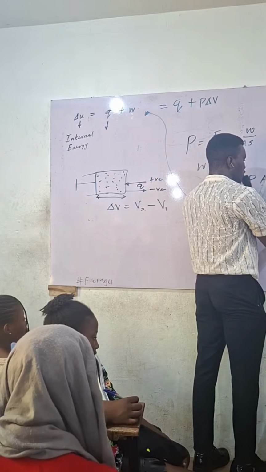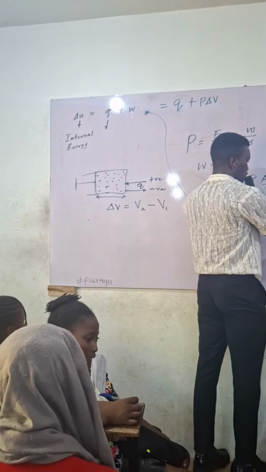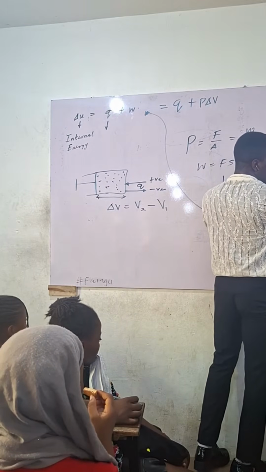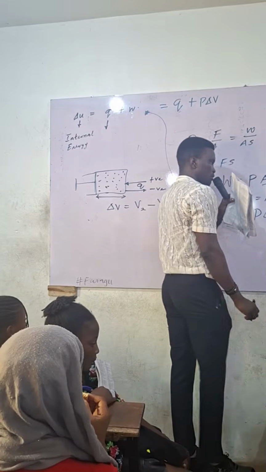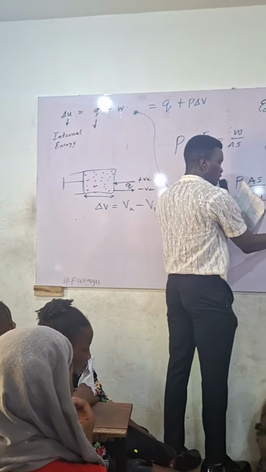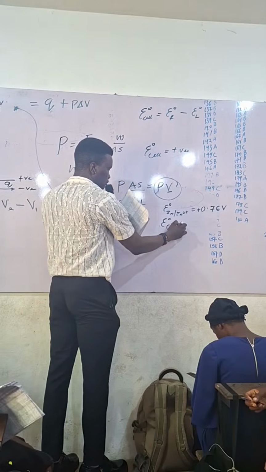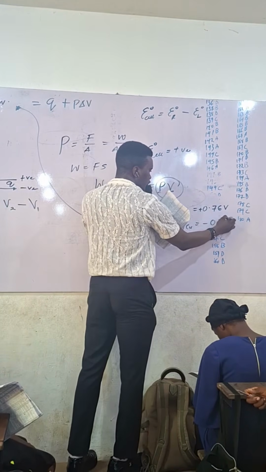Let's say the E0 of zinc. What's that E0 of zinc? I think it's 0.764. And the E0 of copper in the reduced state, that is minus 0.34 volts.